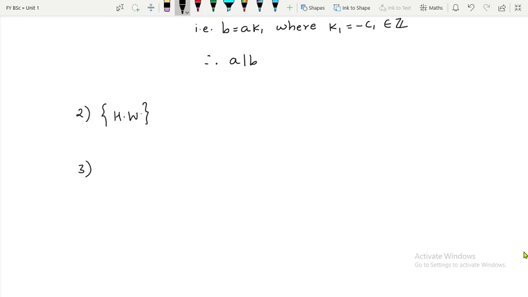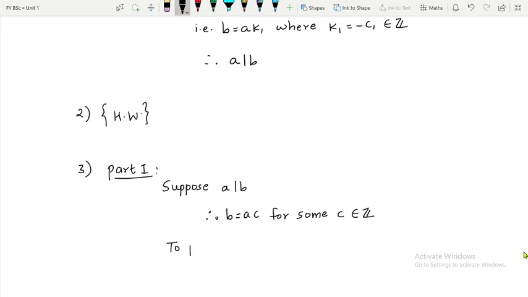Now in the third, again I'll go for part 1. So I'll say suppose a divides b. Therefore b is equal to ac, for some c belonging to z. What we have to prove? We have to prove minus a divides minus b.